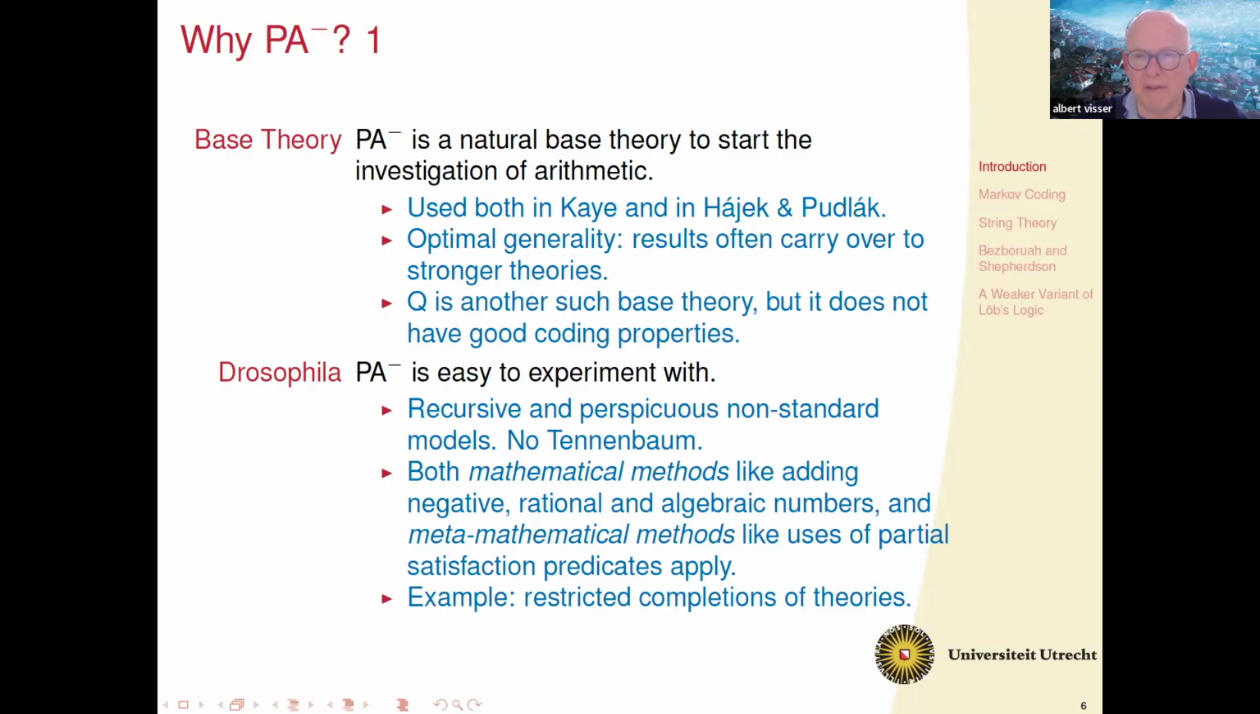So if you look at Q, you can easily prove, and I have already proven, that Q does not have good coding properties. So PA minus is really, from the standpoint of coding, the right starting point. Secondly, PA minus is a kind of Drosophila, so it's very easy to experiment with it. It has recursive and perspicuous non-standard models, so we are below where Tennenbaum's theorem kicks in.